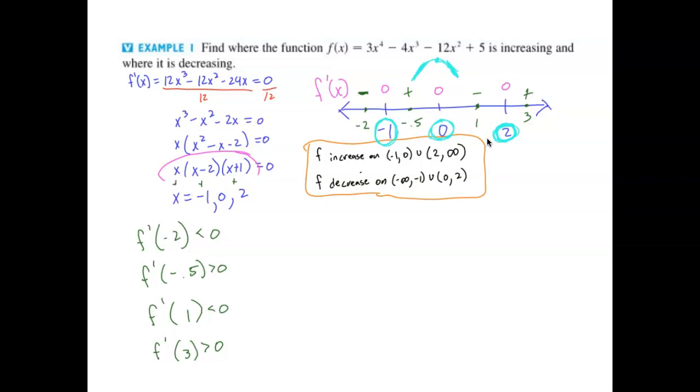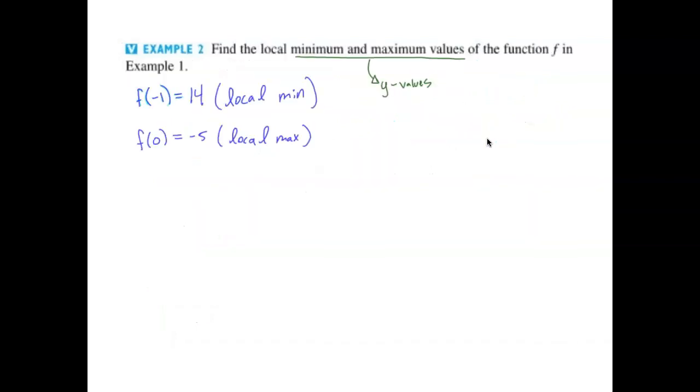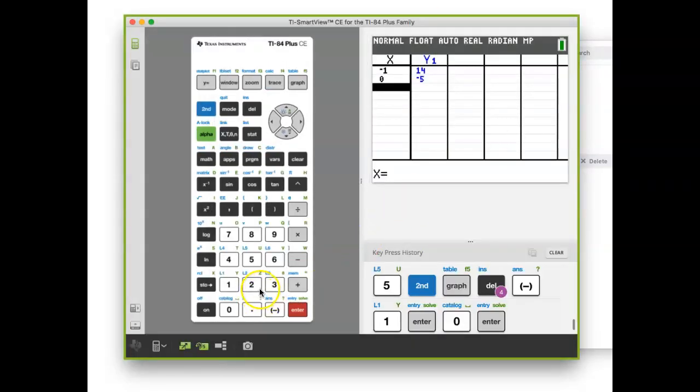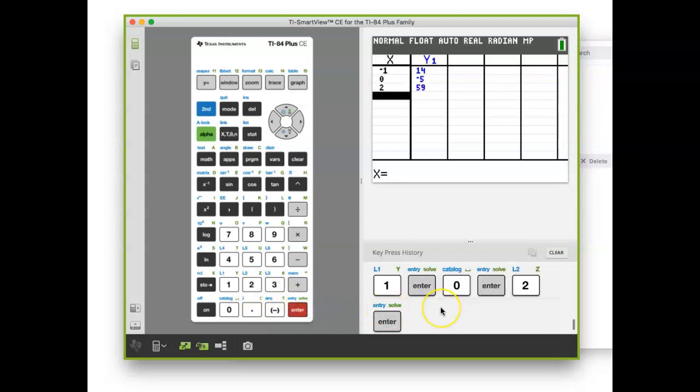Local min. So slopes go from negative to positive. So the original function must go from decreasing then to increasing. So there has to be a local minimum at 2. So I just want to find that local minimum. F of 2 equals what? 59. Whoa, way up there. But still a local min.